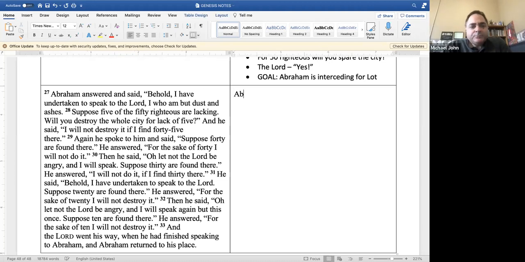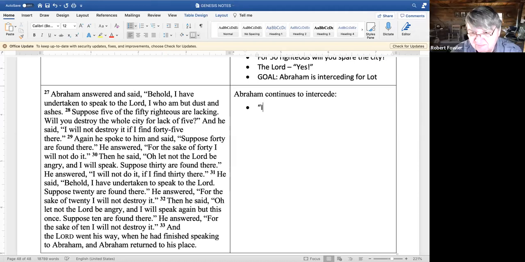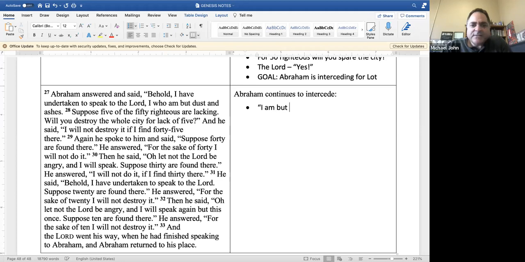Okay. Abraham continues to intercede now. I want to take a look carefully at the way he says things. So the first thing he says is what? In verse 27, notice how he approaches now. He comes boldly, but look what he says in verse 27. I'm dust. I am but dust and ashes.